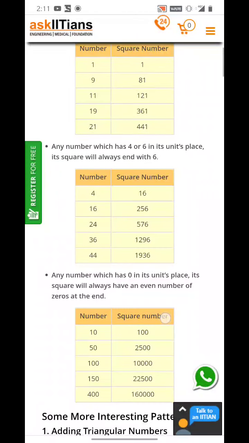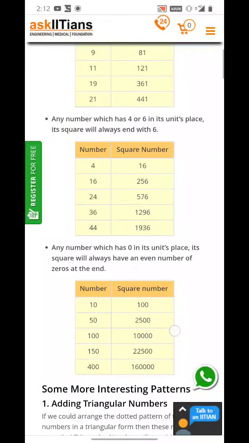Any number which has 4 or 6 in its unit place, its square will always end with 6. For example, 4 square is 16. Say you are given 6. 6 square is equal to 36. The ones place is 6. So when any number has 4 or 6 in its unit place, whichever number the square comes out to be, at the unit place you are going to find 6.